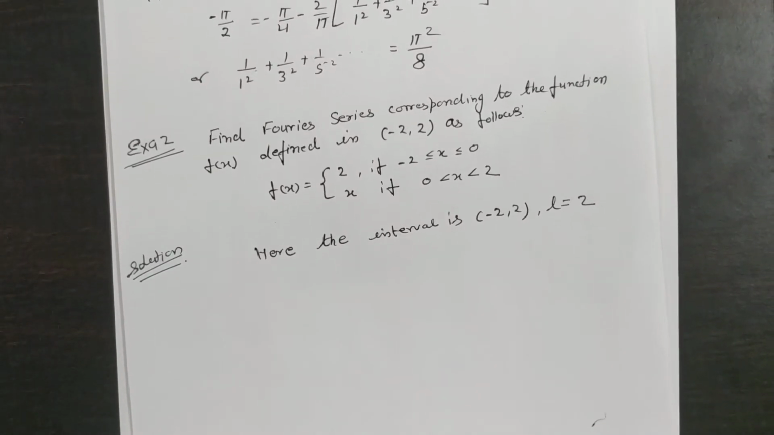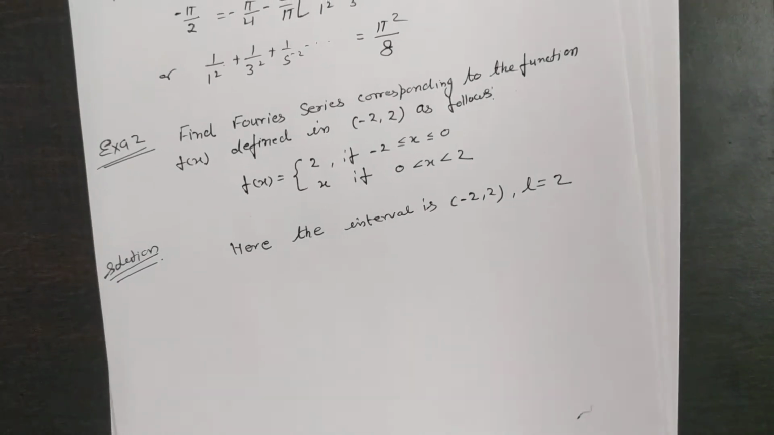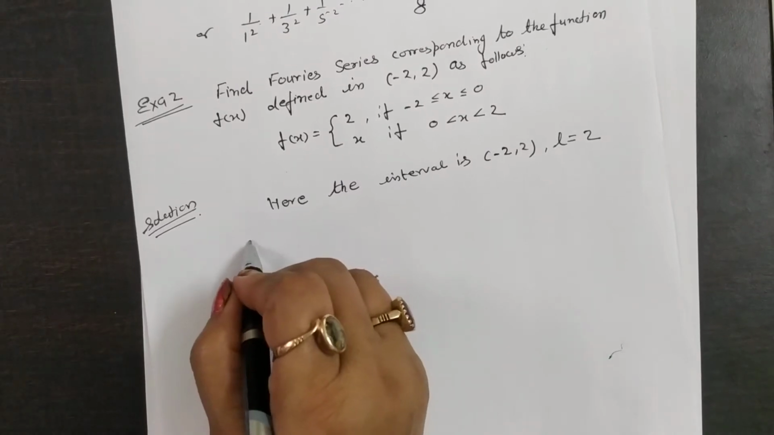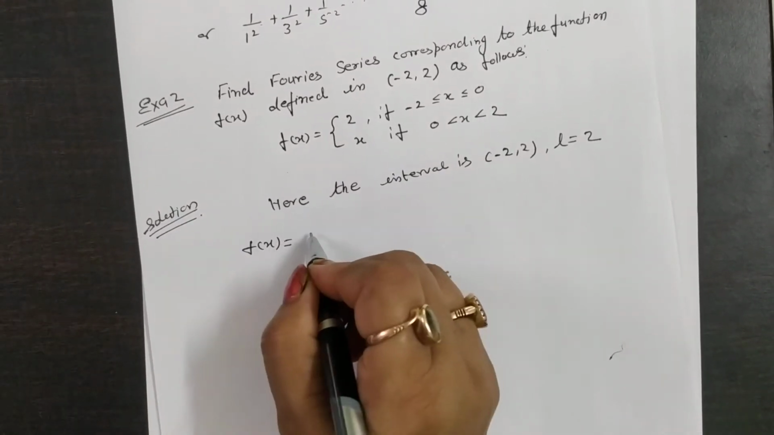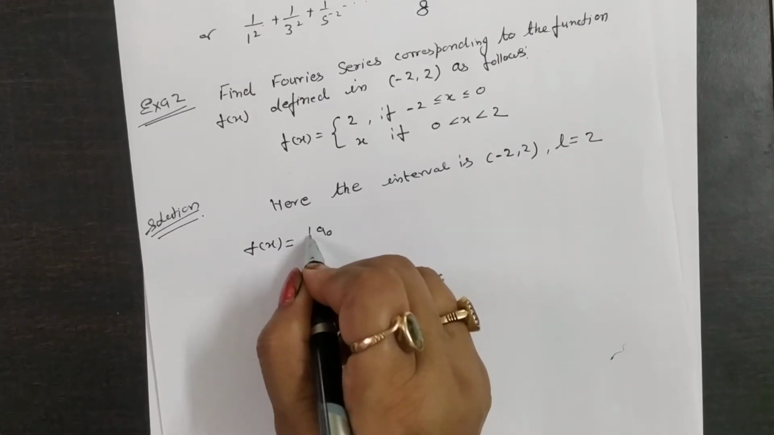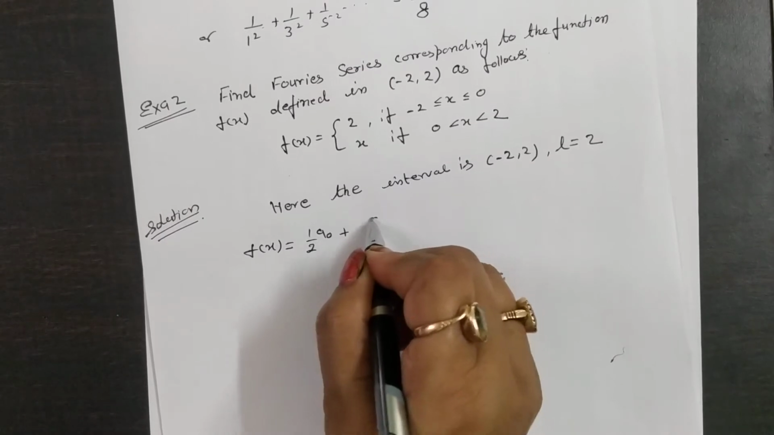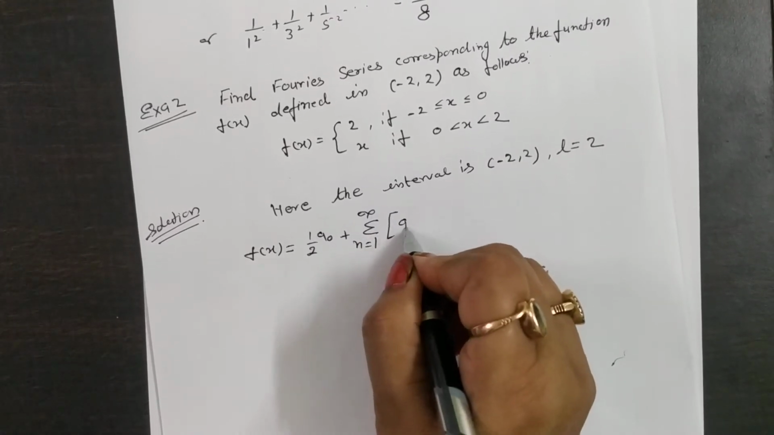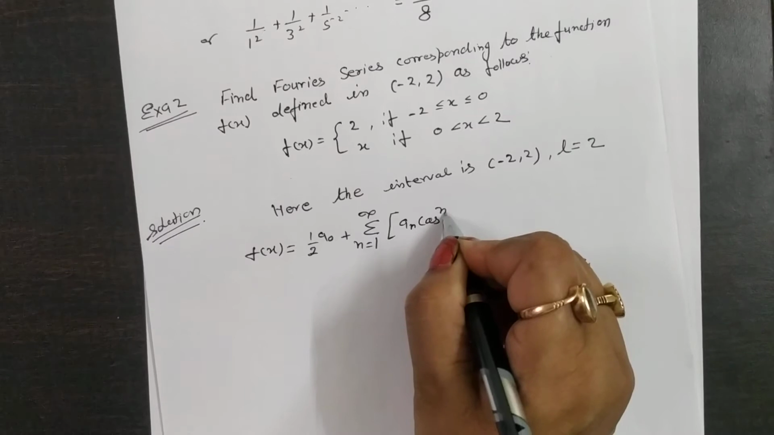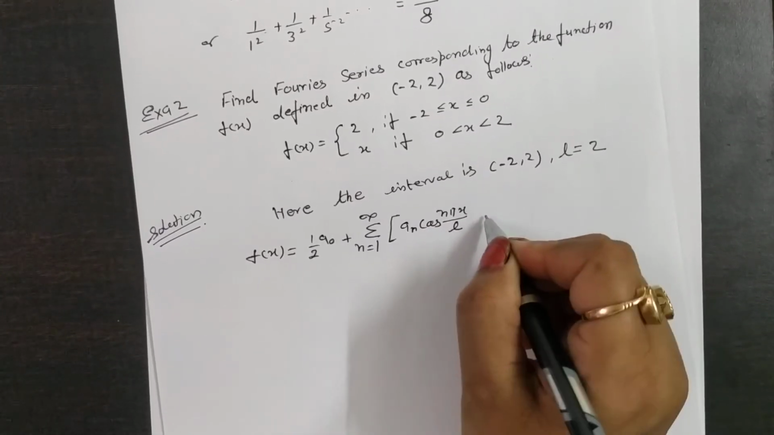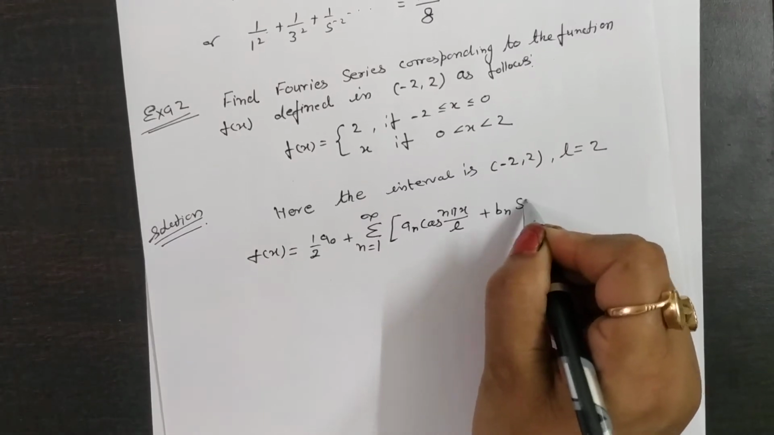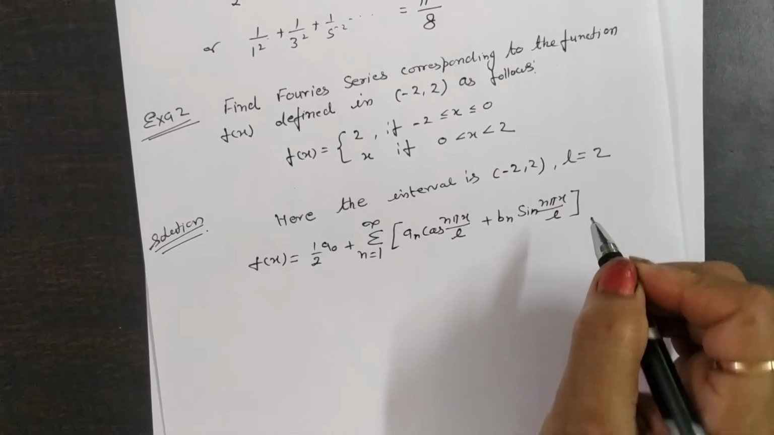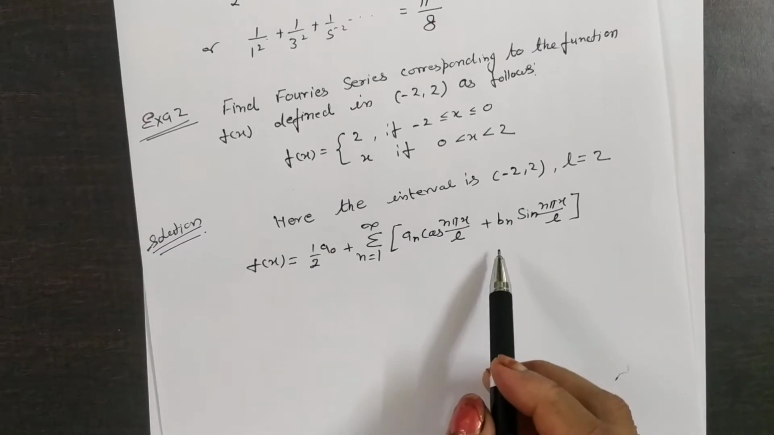Earlier we proved the result for the Fourier series in the range minus L to L. Here f of x is equal to 1 by 2 a0 plus the sum from n equals 1 to infinity of a n cos n pi x by L plus b n sin n pi x by L. So here you find a0, an and bn.